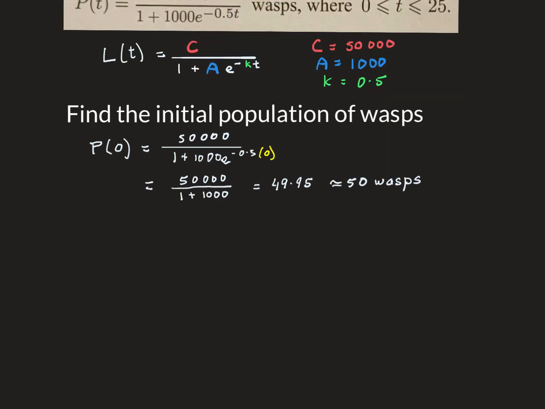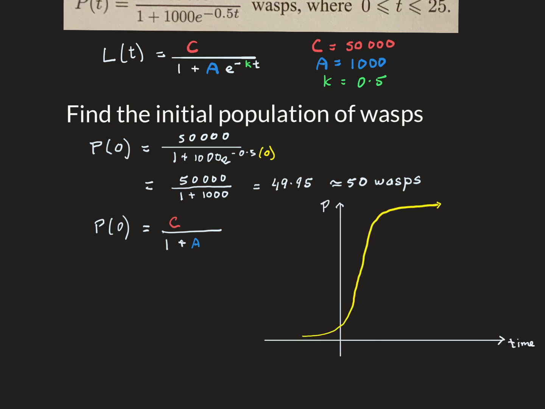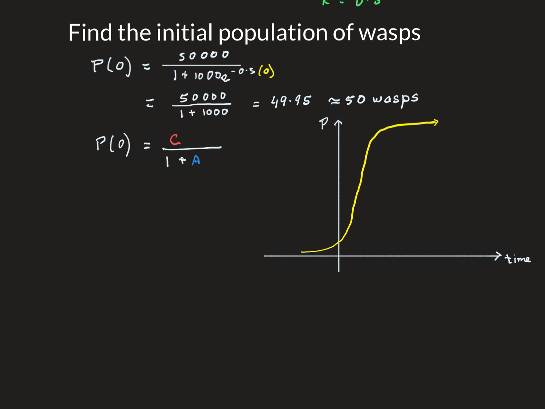And please note that you can find the initial population of any logistic function by calculating C over 1 plus A. A logistic graph will always look like this, having an S-shaped look. As we are always interested when time is equal to 0, we can ignore the left-hand side. What we want is this point here, which indicates to us the initial population.